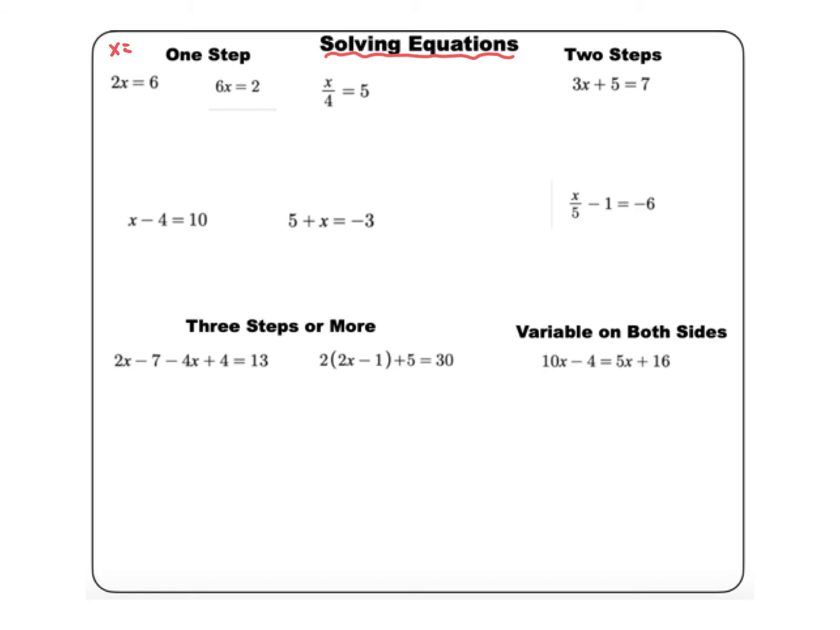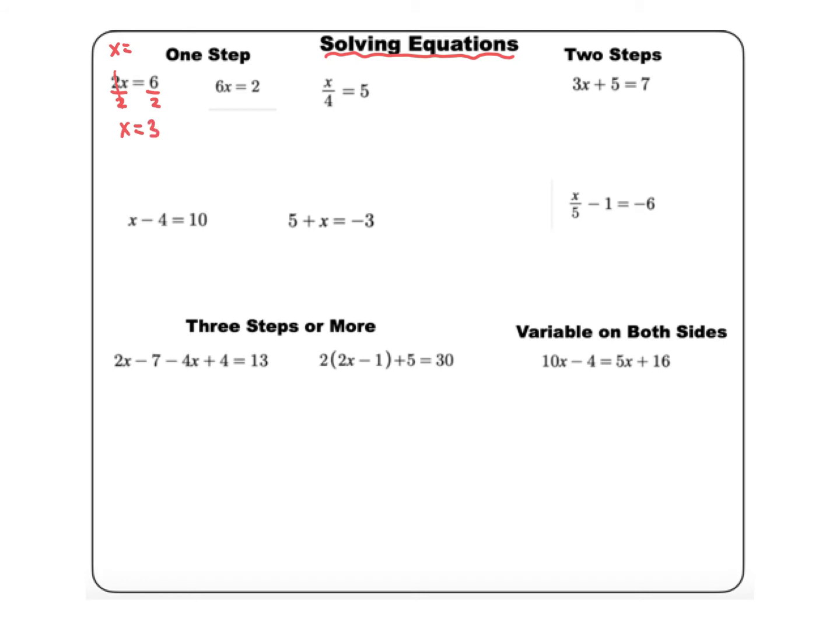Since the 2 is being multiplied by the x, we want to do an opposite operation, which is division. The opposite of multiplication is division, so we divide off and cancel out the 2's on this side, and now we get x, because 2 divided by 2 is 1. So this gives us 1x equals 6 divided by 2, which is 3.